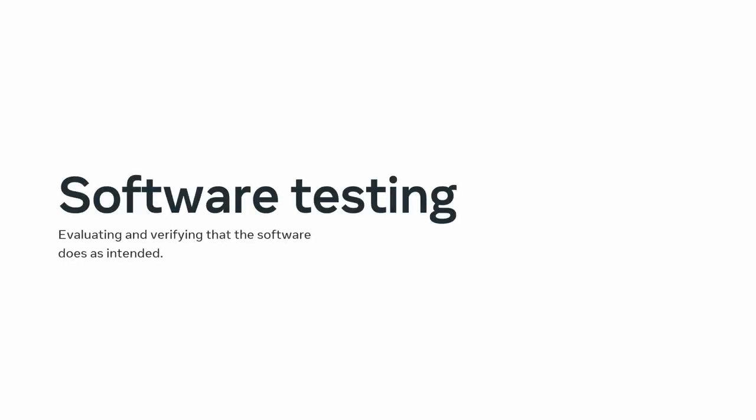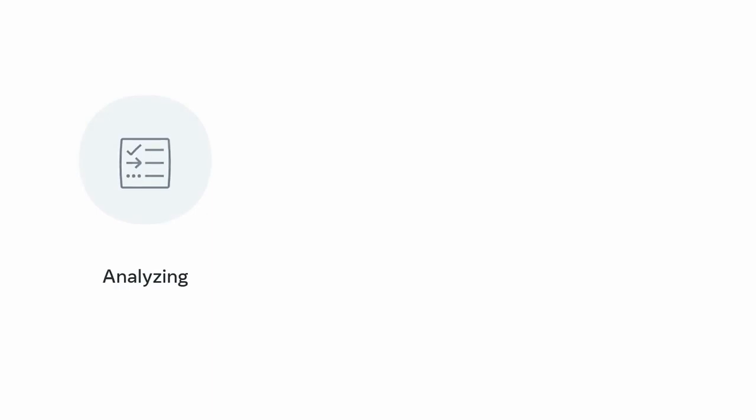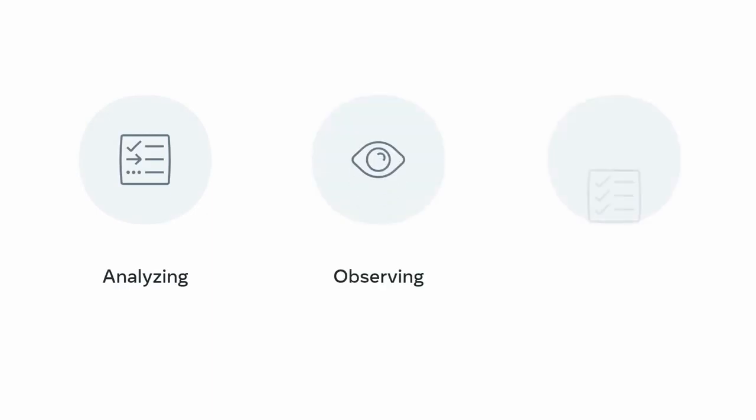Software testing is the process of evaluating and verifying that the software product or application does what it's supposed to do. It also helps to identify software requirements missed, defects, and gaps. Testing should be one of the main steps before releasing software to users. It includes analyzing, observing, and evaluating different aspects of your application.